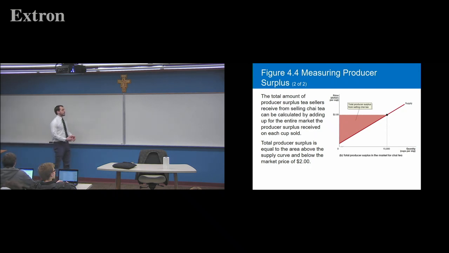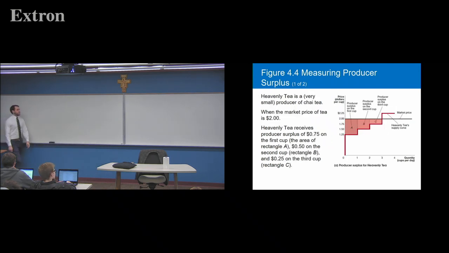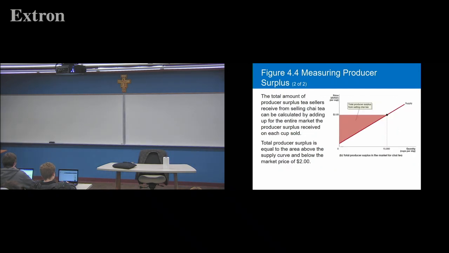So then the total amount of producer surplus, go back to the last one, is the area. Total producer surplus for Heavenly Tea is this area, A, B, and C combined. So the area beneath the price and above the supply curve. So if you want to look at a normal supply curve, that makes more sense than the steps going up. So it's below that price.